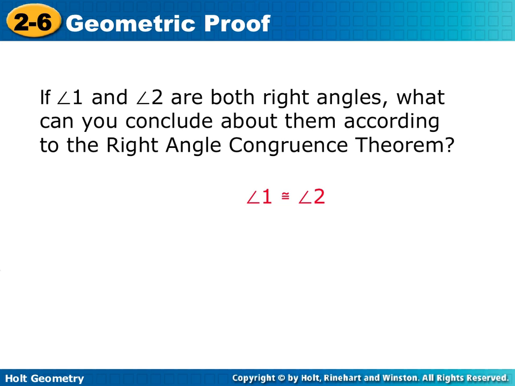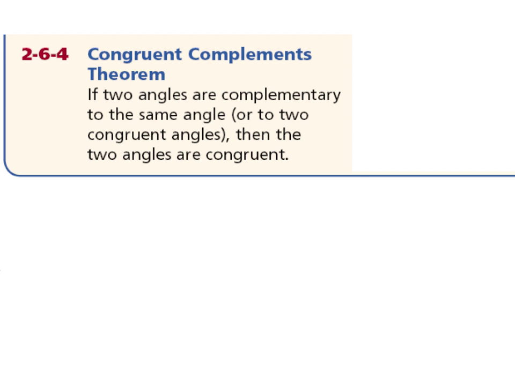All right, next one is called the congruent complements theorem. This one we were doing up here with the angles supplementary to the same angle. This theorem is almost the same, but it's complementary to the same angle instead of supplementary. So what do complements have to add up to be? 90 degrees. Okay, so we need two angles complementary to the same angle, or, let me talk about the parenthesis part, or to two angles that are congruent. I think that's how I did the example.